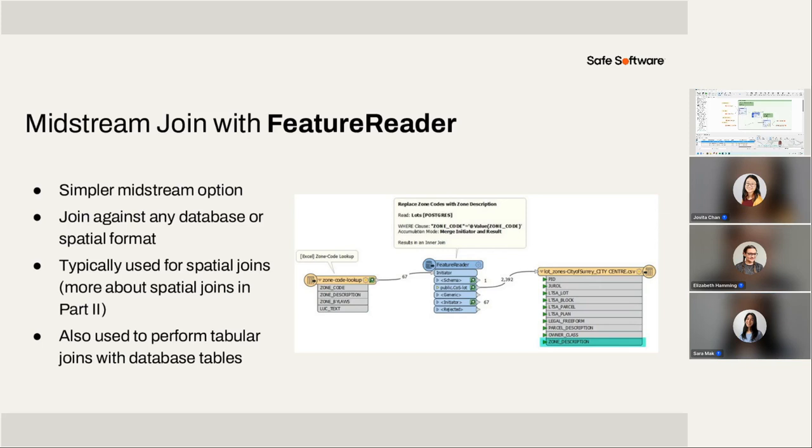Another midstream join option is the feature reader. And this is a special transformer that acts like a regular reader, except you can add it midstream in your workflow. So it's kind of like a way of sneaking in data of any format into your data stream. And we typically see this transformer used for spatial joins, but you can also perform tabular joins with it.